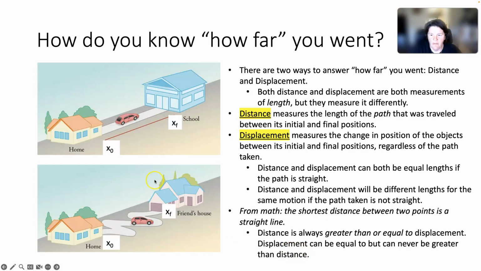Displacement can be equal, but can never be greater than distance, because displacement is a straight line, which is always the shortest path. So in this top picture, the path is a straight line. So the distance and the displacement are the same. They're equal in the top picture. But in the bottom picture, the distance is a curved path, and so that's actually going to be further than the displacement, since there's just a straight line between the house and the friend's house. If you could just drive straight, that would be a shorter path than the road that you had to take. And so the distance is longer than the displacement.